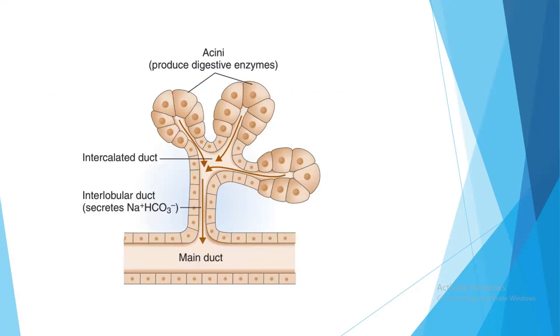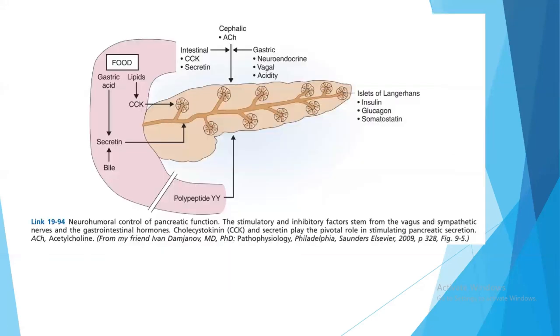This is just a magnified image. There you can see the acini, which produce the digestive enzymes, and these are the acinar ducts. This is the intercalated duct, and this is the interlobular duct, which secretes sodium bicarbonate, and this is the main duct. Through the main duct, the enzymes get transported towards the duodenum.